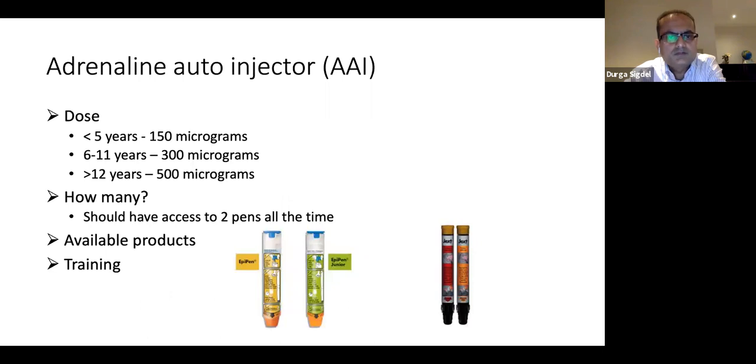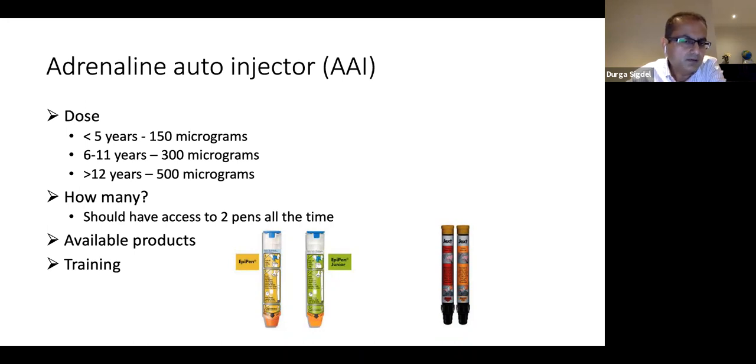So adrenaline auto-injector EpiPen, the dose is either age-based or weight-based. Less than 5 years, we give 150 microgram. 6 to 11 years, 300 microgram, and above 12 years is 500 microgram. The other way you can do is by weight. Less than 25 kilogram, you can give 150 microgram, and above 25 kilo, you can give 300 microgram.